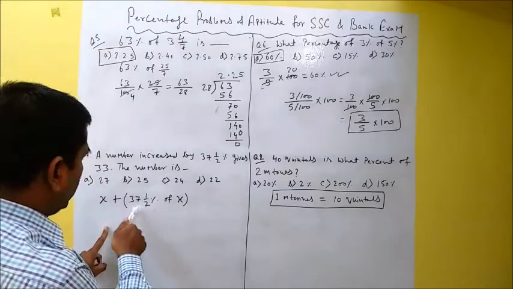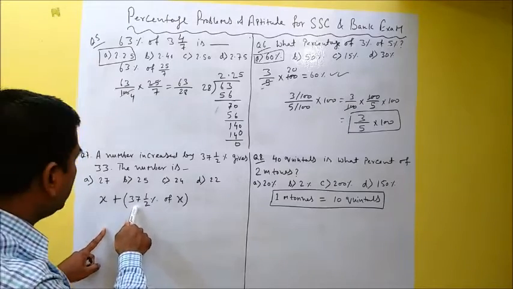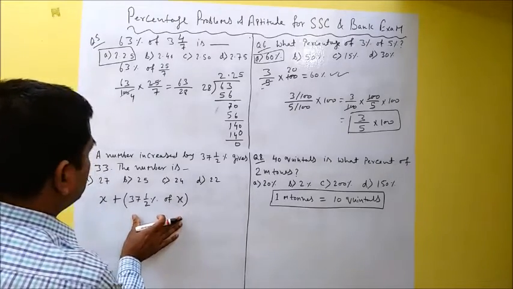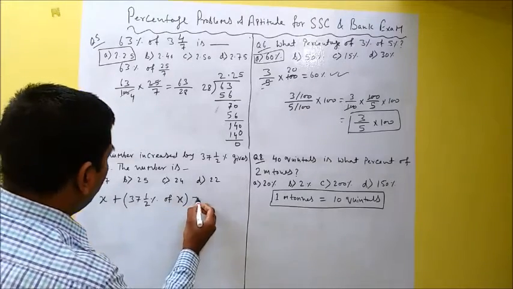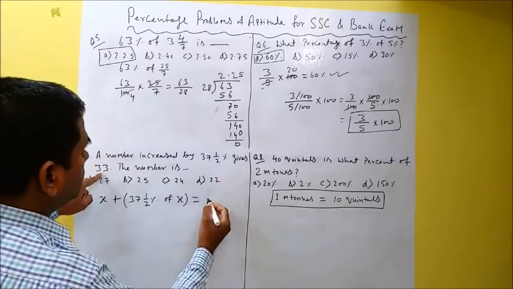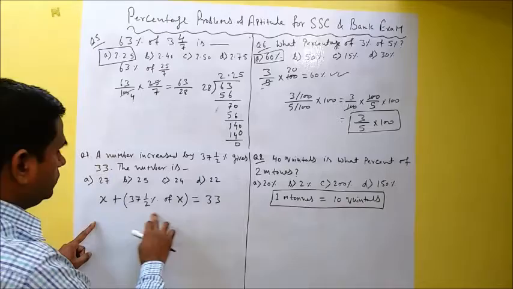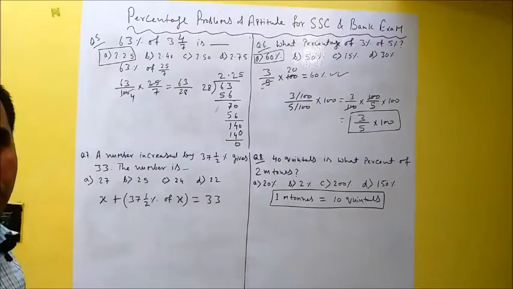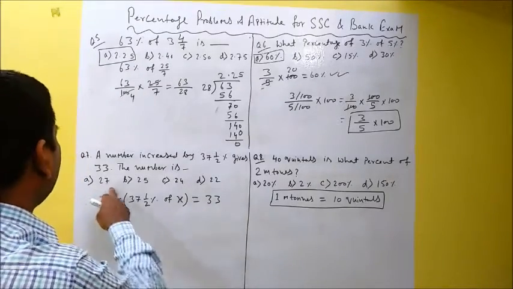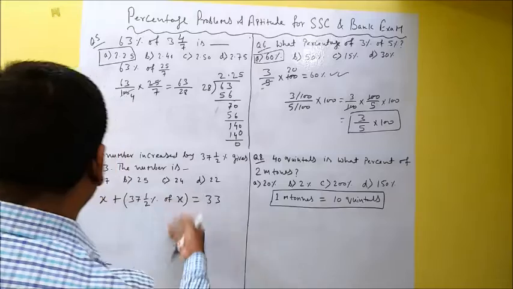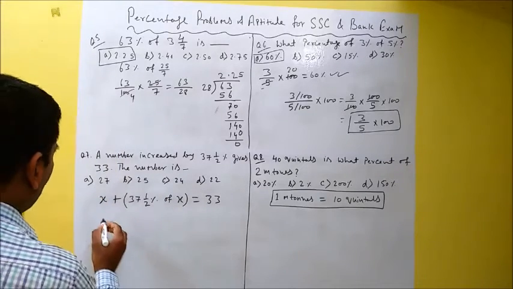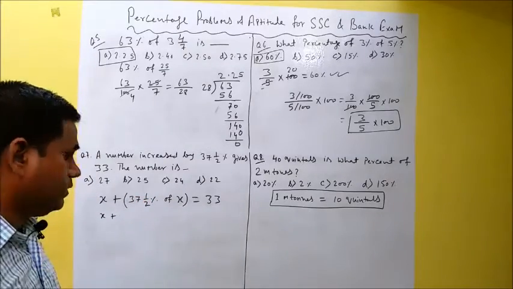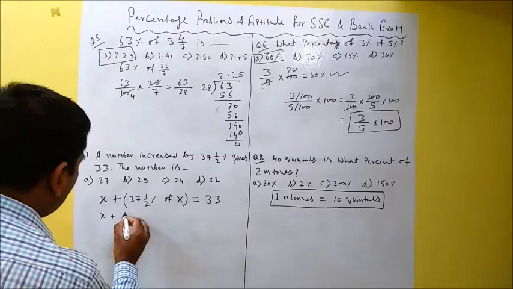So that means out of 100, this much is the increment. So out of x, how much? So we have to calculate like this. Now x plus 37 1 by 2% of x gives 33. So upon adding this to x, we get 33. So we have formed the equation. Now if you solve this equation, we will get the answer. So let us quickly solve this equation. So while solving, we can write x plus, then here if you remove this mixed fraction, what will come?